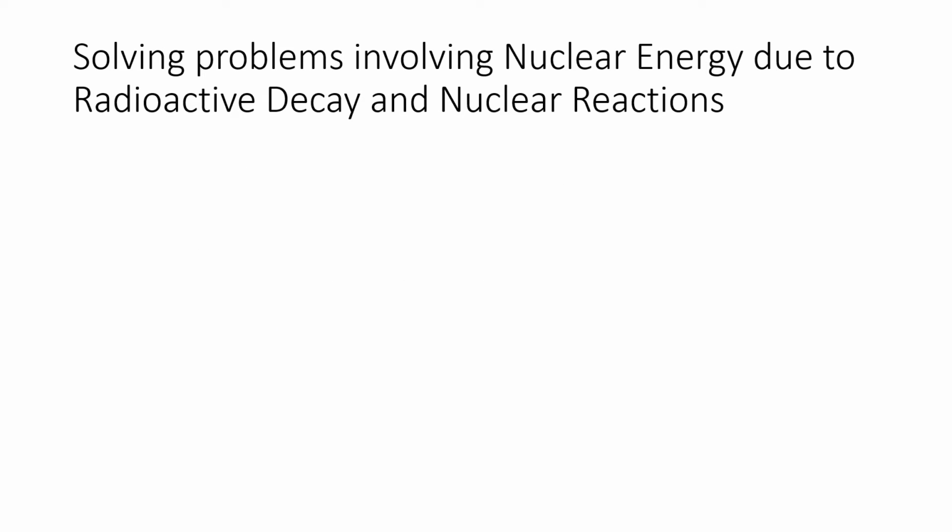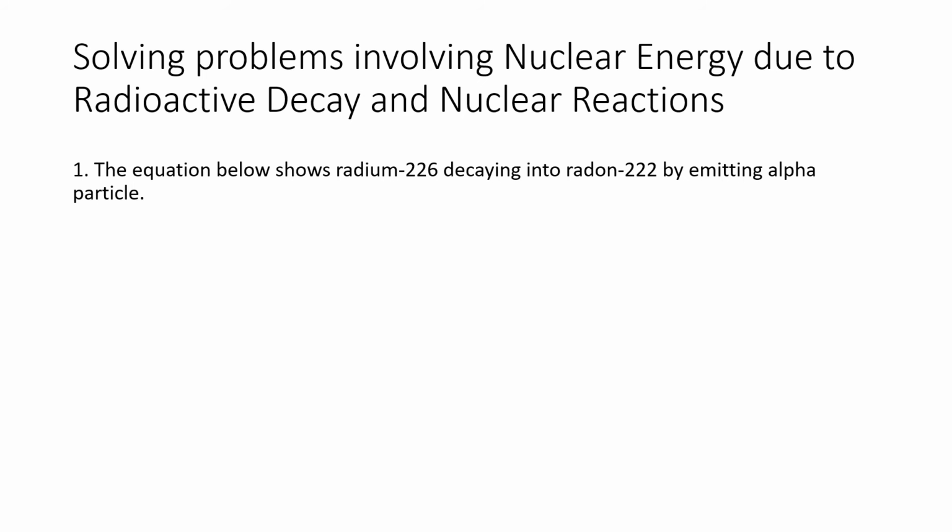Let's move on to the second learning standard, which is solving problems involving nuclear energy due to radioactive decay and nuclear reaction. The question says, the equation below shows radium-226 decaying into radon-222 by emitting an alpha particle. So this is the equation.